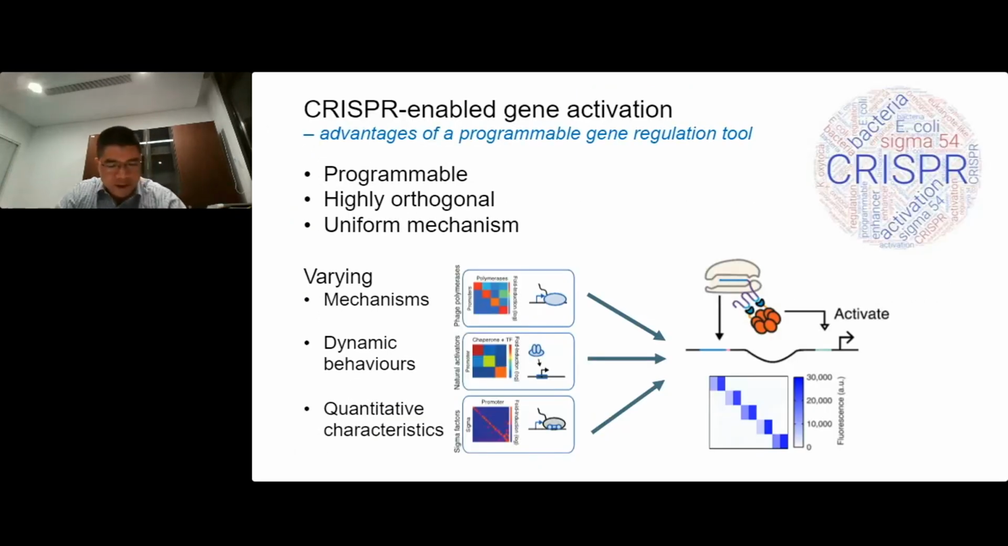CRISPR activation is a type of programmable gene regulation which has several advantages compared with traditional gene activation devices. First, the guide RNA-based approach can specifically regulate and bind, providing very high orthogonality between parallel devices and circuits and with their genetic background. And second, the programmable principle supports a large library of artificial promoters which have a uniform activation mechanism. This means that they have similar dynamic behavior and quantitative features.